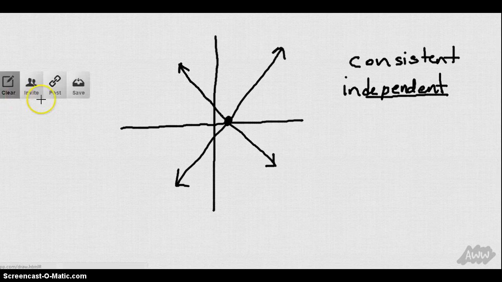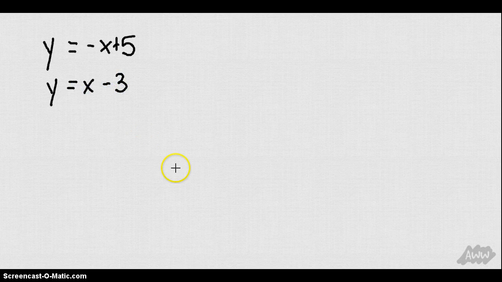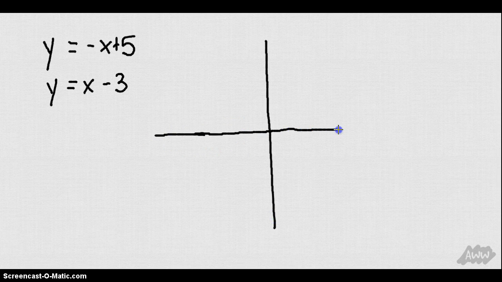So let's just get into some examples here. So we have these two equations here, y equals negative x plus 5, and we have y equals x minus 3. We want to know what the solution to those graphs are. If we put them on a coordinate plane here, this is probably where you want to be very careful about how you draw your lines. You're most likely going to want to use graph paper when doing this.